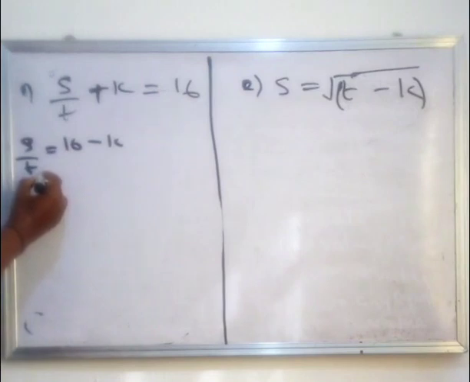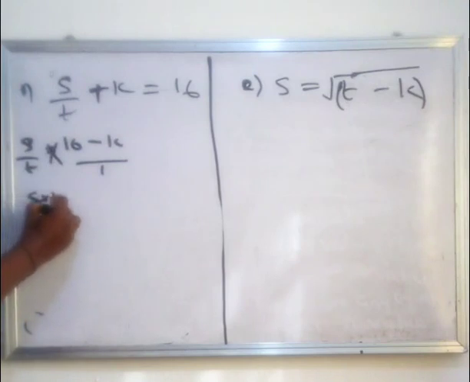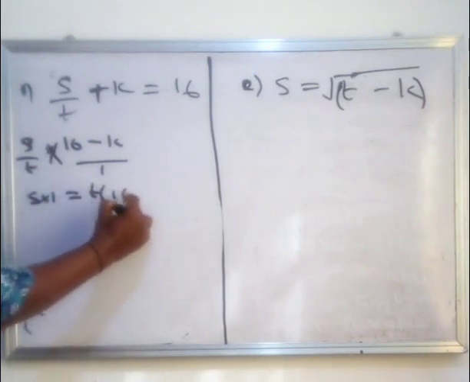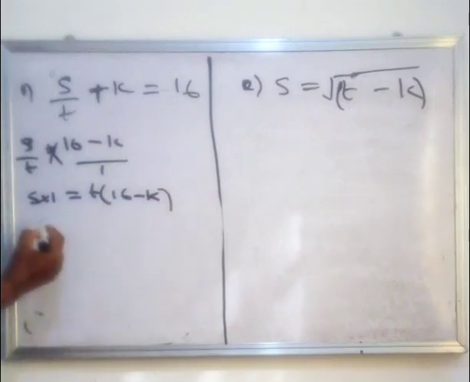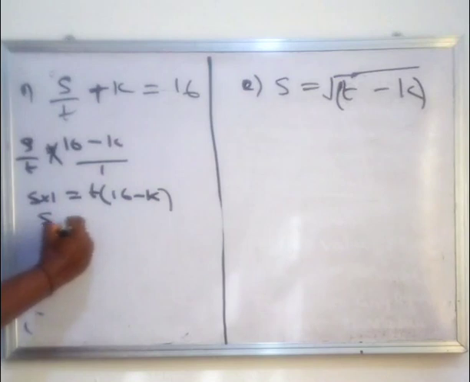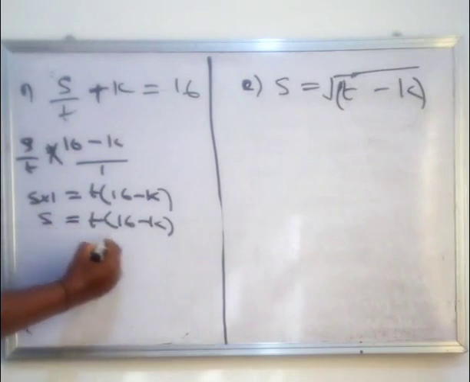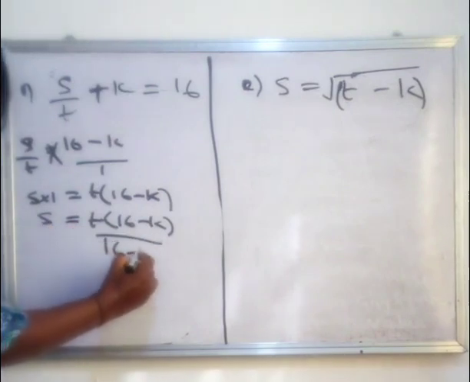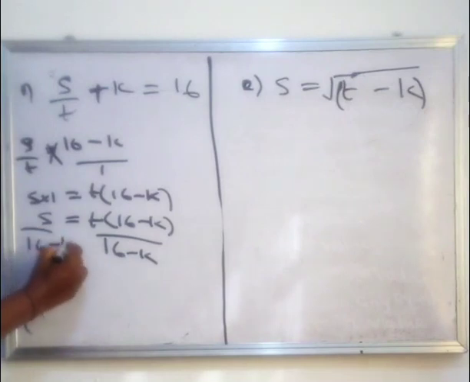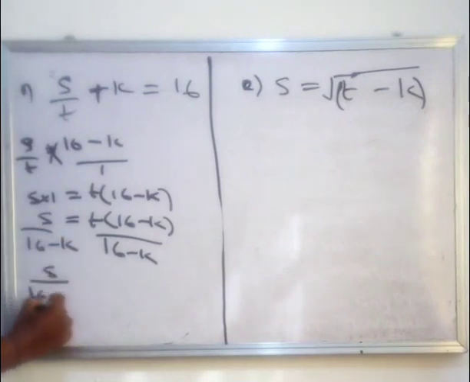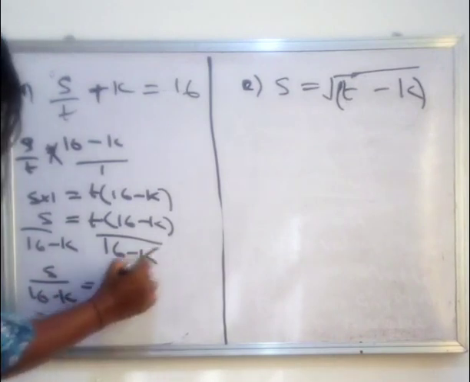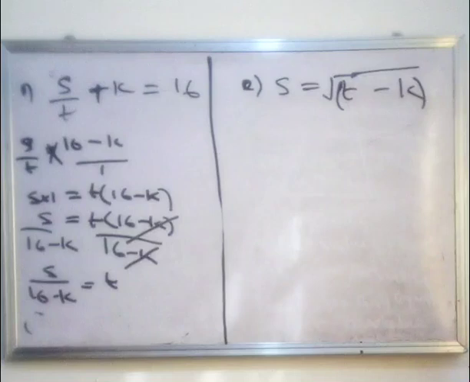Then the next thing we do is to make this a fraction by dropping 1 so that we can cross multiply. S times 1 is equal to t open bracket 16 minus k. Now, s times 1 gives us s is equal to t open bracket 16 minus k. To get t to stand on its own, we simply divide both sides by the coefficient of t, which is 16 minus k. So s over 16 minus k is equal to t, because this takes this out, it becomes 1. So our t is just standing on its own, and t is giving us s over 16 minus k.